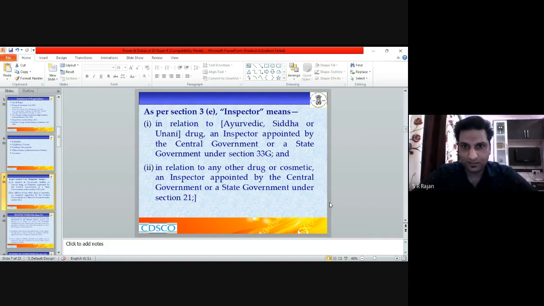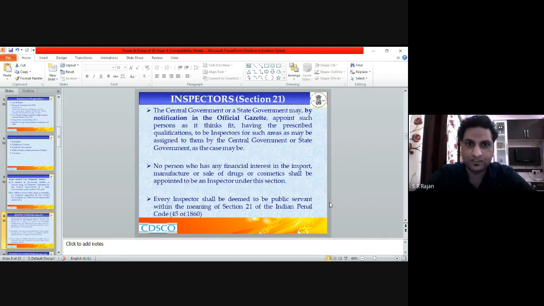Actually, the definition of inspector is prescribed in section 3(e) of the Drug and Cosmetic Act, which means, in relation to Ayurvedic, Siddha, or Unani drugs, an inspector appointed by the central government or the state government under section 33G. If the inspector is appointed for Ayurvedic, Siddha, and Unani drugs, then he will be appointed under section 33G. And in relation to drugs or cosmetics, which means allopathic medicine in layman language, he is appointed under section 21 of the Act, which is responsible for the regulation of these drugs.